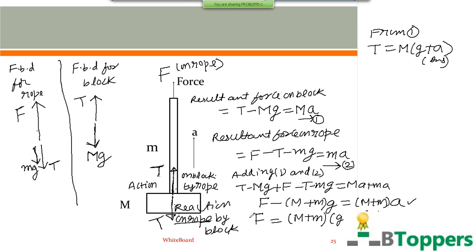But here I would like to extend the discussion beyond the solution of the problem. In case you consider the rope and block together as one system, that means I am talking about the alternate method for the first part of the question, that is, the alternate method to calculate the pulling force. If you consider the rope and block together as one system, then you can draw the free body diagram for the system in this way.